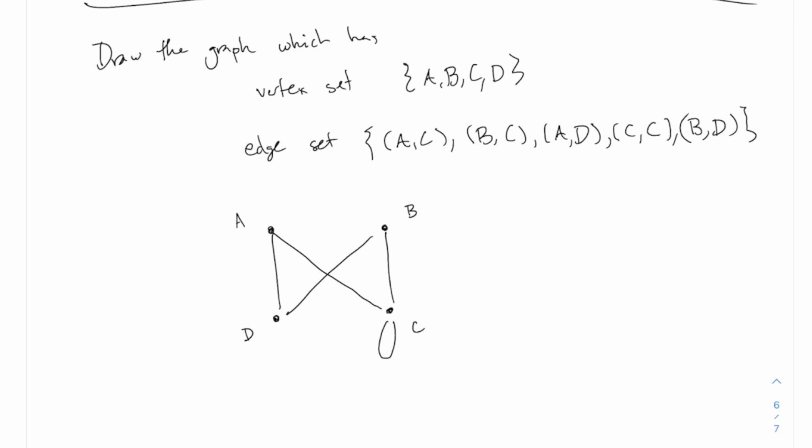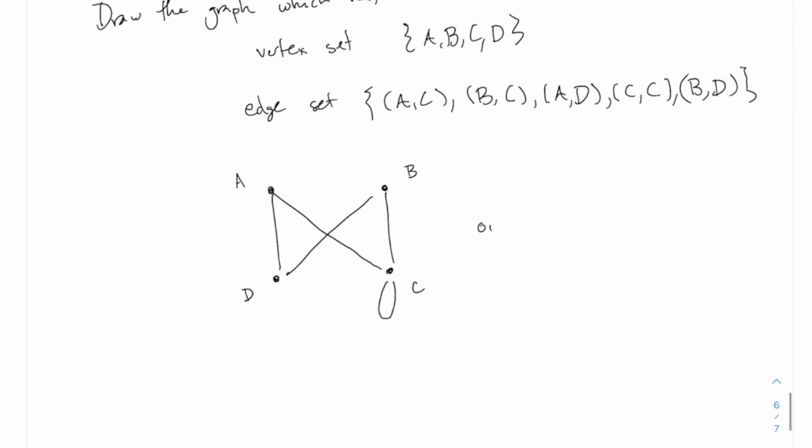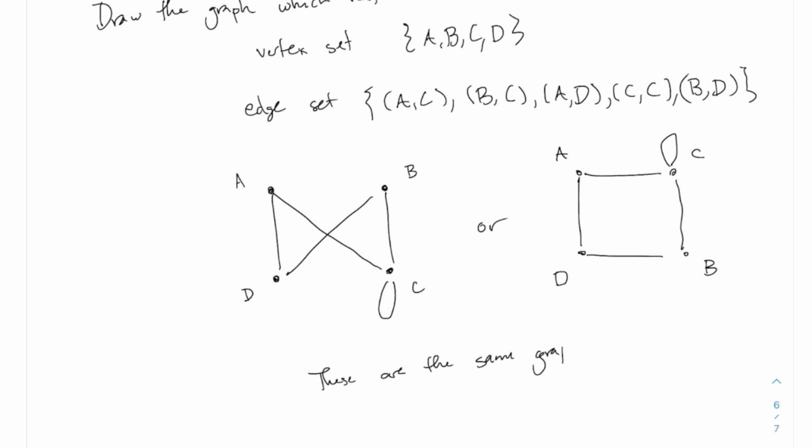I hope yours looks something like that. Although actually, yours could look quite different if you decided to arrange the vertices differently. So it could look like that, or, I don't know if anybody did this, if I wrote A, C, B, D like this, in that case the graph looks like I have an edge from A to C, an edge from B to C, an edge from A to D, an edge from C to itself, and an edge from B to D. All right? Now it looks like that. Those are actually the same graph, even though they are drawn differently. It is the same graph. These are the same graph, drawn differently.